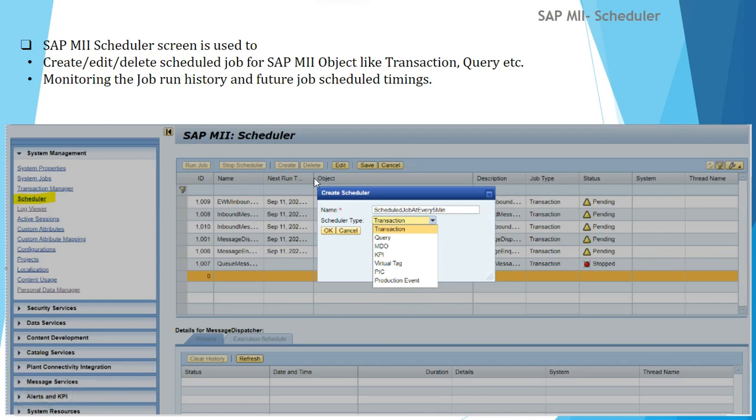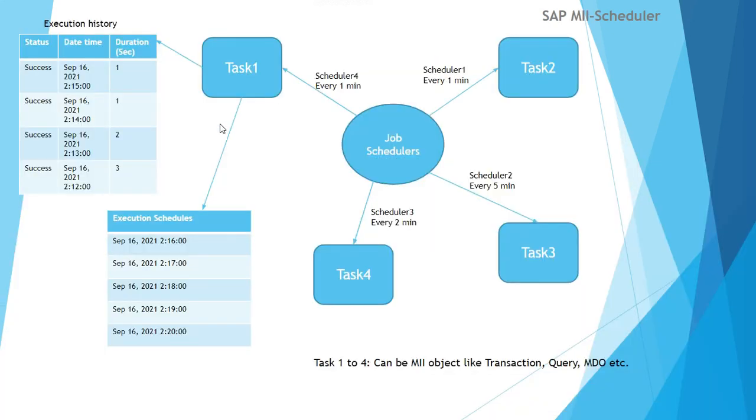And anytime you can use this page to monitor whether this scheduler is running, stopped, or pending. Pending is nothing but it's waiting for execution. Stopped means this scheduler has been stopped, so it will not be running. And if the status is running, it means that task is currently running.